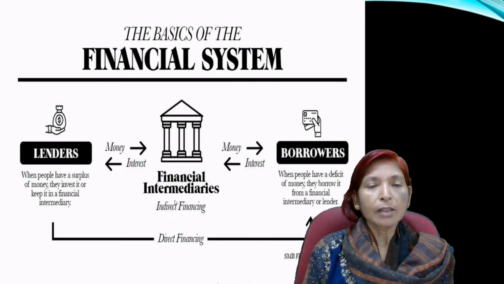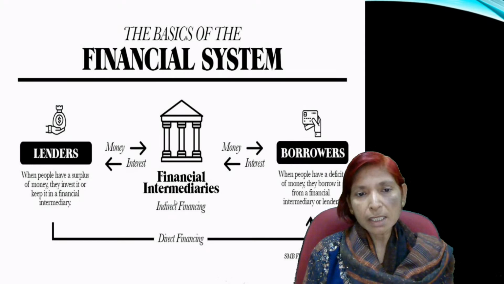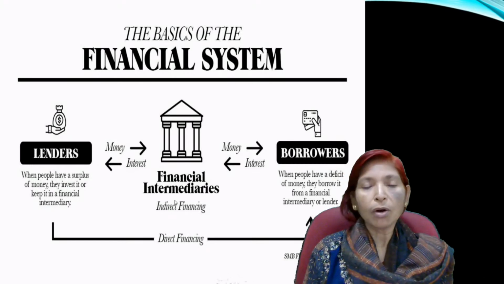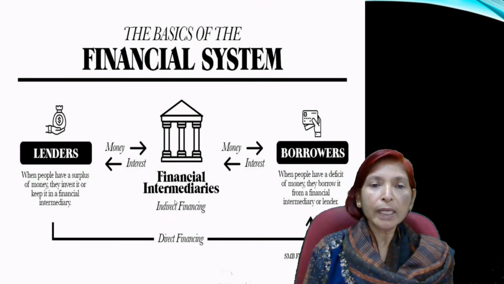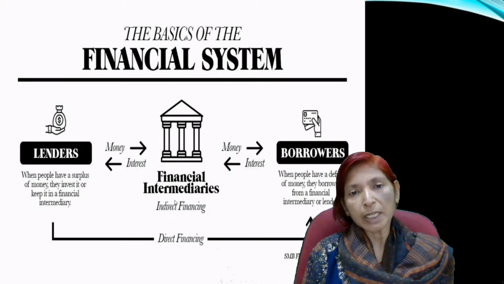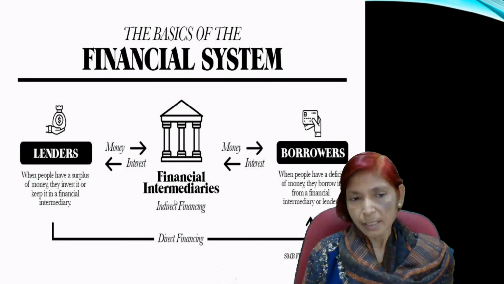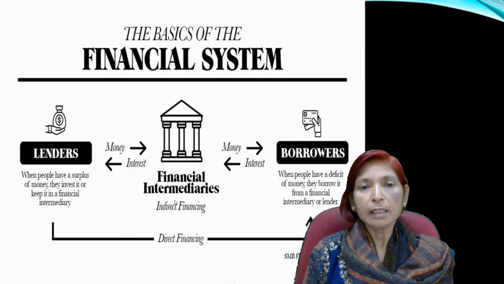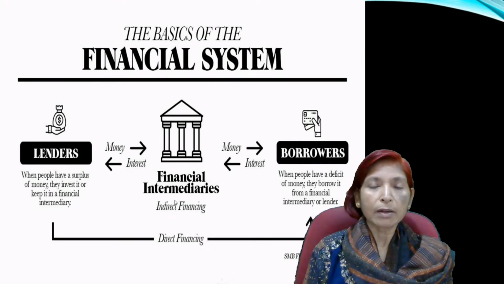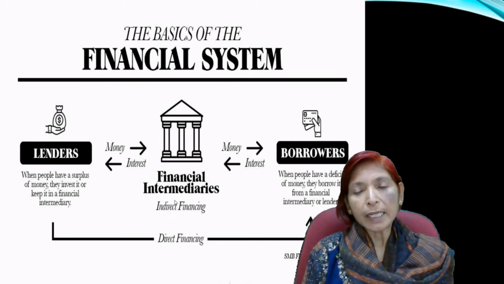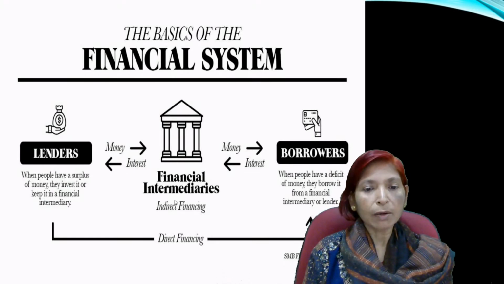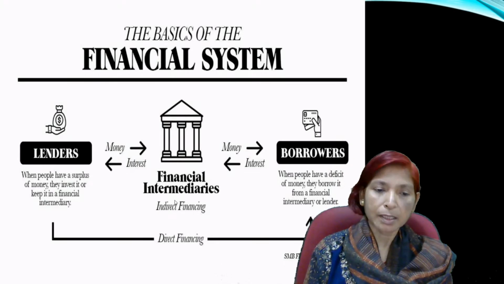And lenders, those who have surplus money, lend their money in the financial market, and the financial market provides this money to the borrowers or to the needy persons who need that money for their business enterprises and for their other purposes. Lenders provide money to the financial intermediaries, and in return lenders get interest. Borrowers can take money from the financial intermediaries, and borrowers have to pay interest to the financial intermediaries.